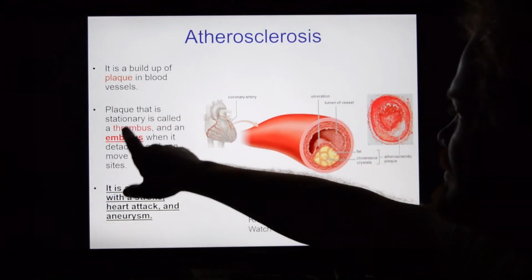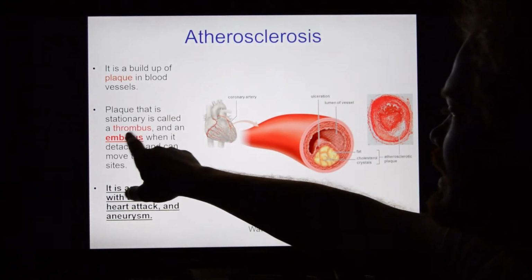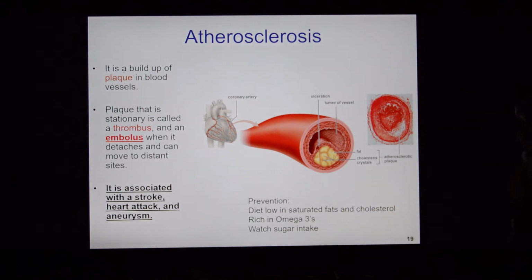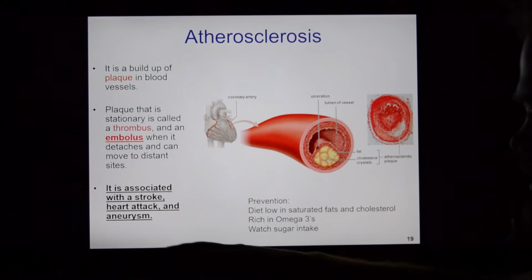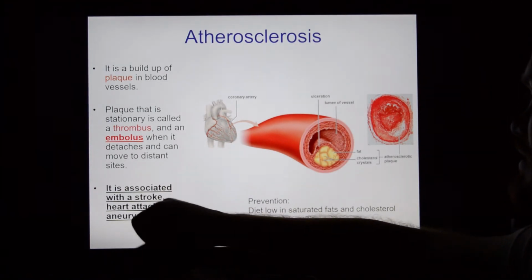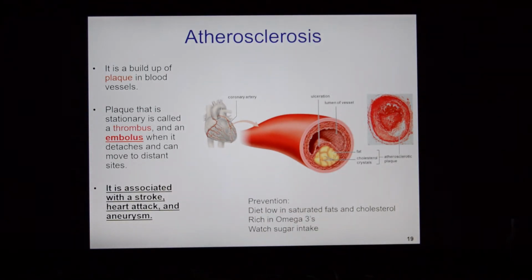So these are called plaques. Plaques that are stationary are called a thrombus, and then when they move around, they're called an embolus or an embolism. They're highly associated with strokes and heart attacks and aneurysms. Imagine this thing breaking loose, flowing around the body, going to the brain, and blocking off part of the brain. That's a stroke, okay?